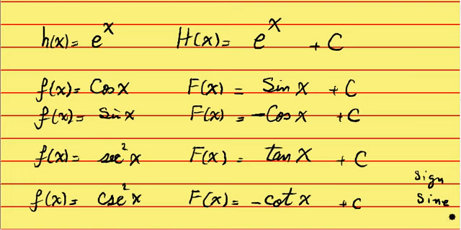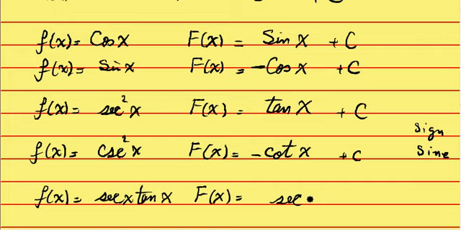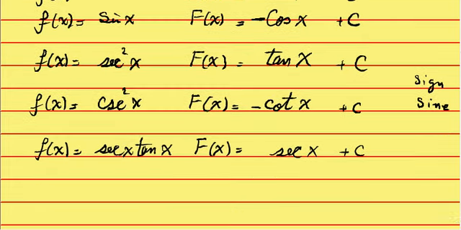And another example, we have f of x being secant of x tangent of x, and an antiderivative of this. Do you remember the function whose derivative is secant tangent? Your work is cut out for you. You have to go back and memorize all of those things all over again.